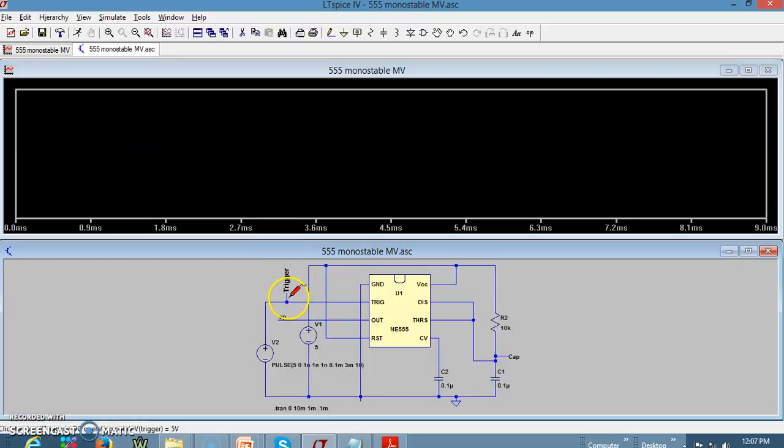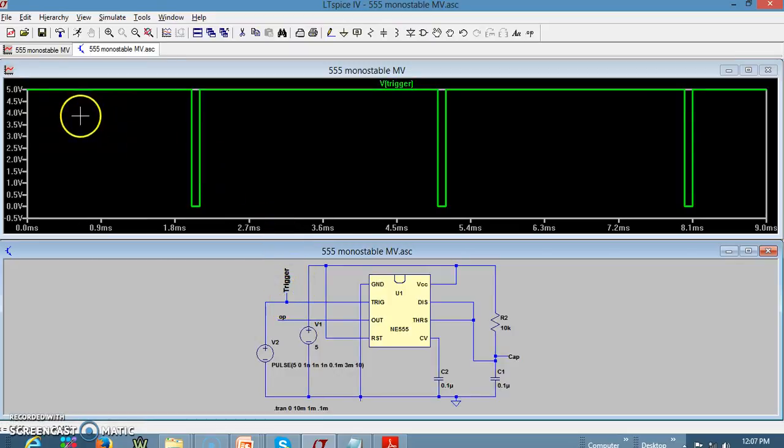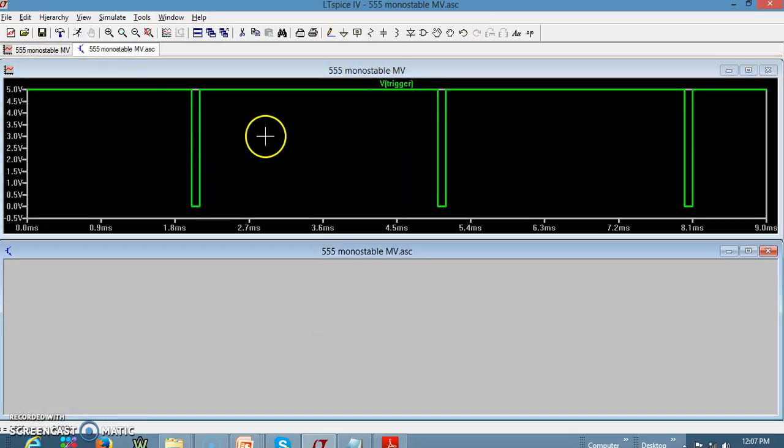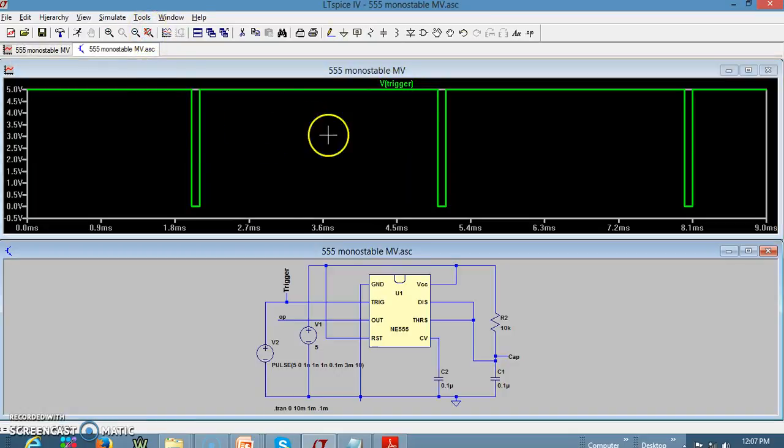Now let us have a look at the trigger waveform. So this is the trigger. It is initially high and it goes to low. It is low for hardly 0.1 millisecond and it is again going high. So now it is a typical signal applied for a monostable.